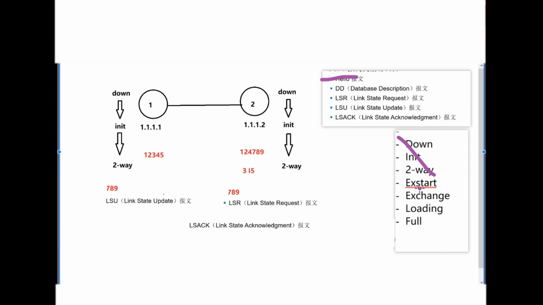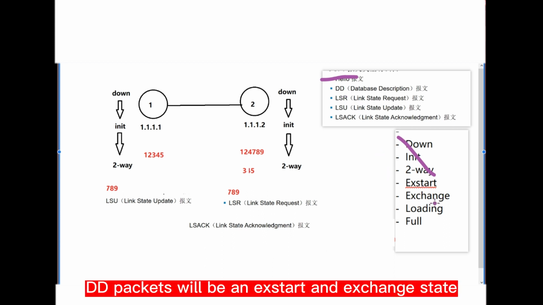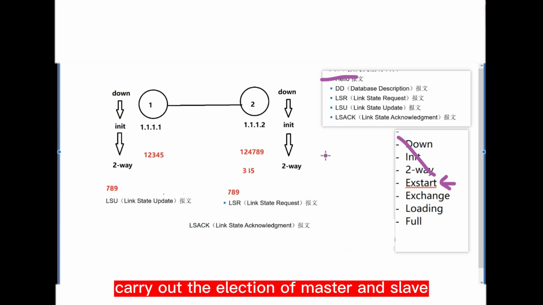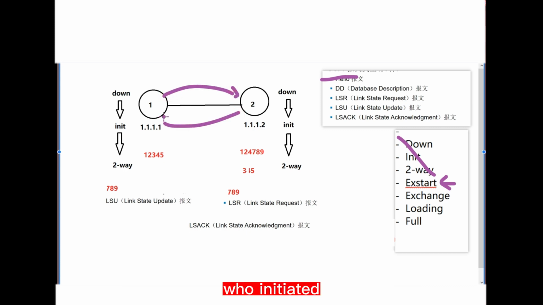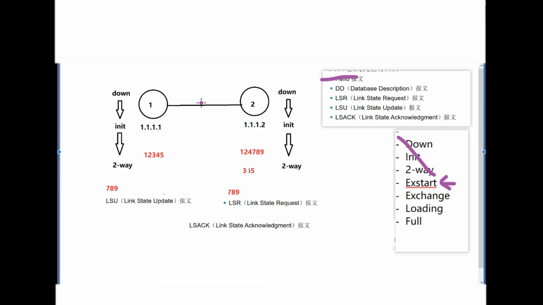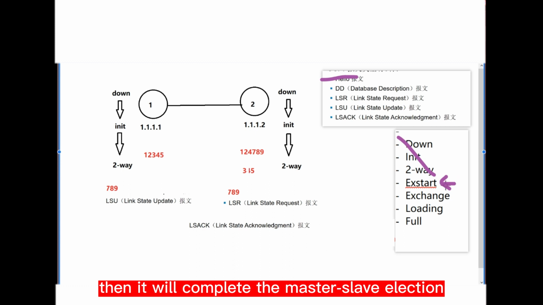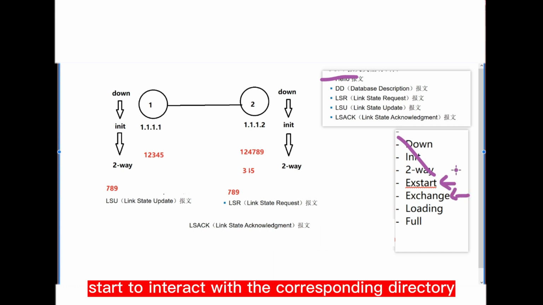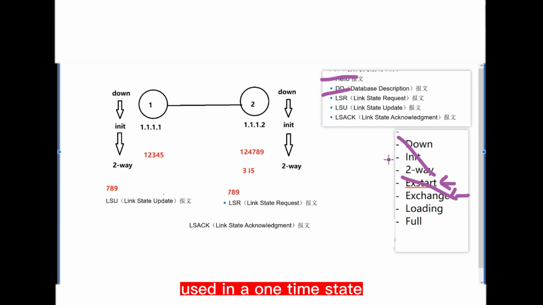Let's go on. DD packets will be in the XStart and exchange states. They carry out the election of master and slave, to represent who initiated when the device is syncing, and confirm each message sent. Then it will complete the master-slave election in this state. They can start to interact with the corresponding directory. They are the DD message interaction directories, used in the exchange state.